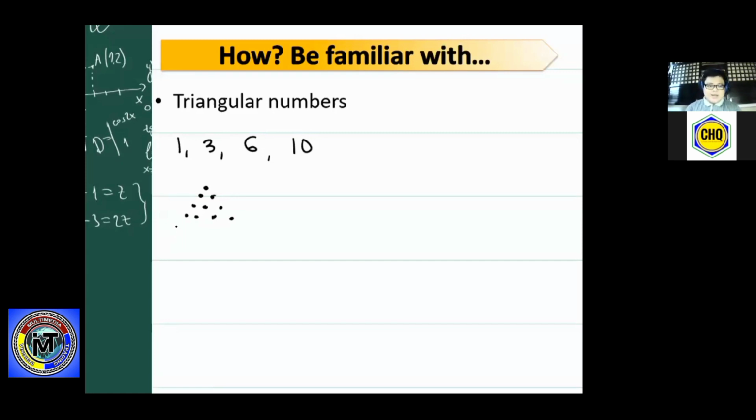The next triangular number, of course, we just add 5. So that will be 15. Then we add 6, then that will be 21. And so on and so forth. So those are triangular numbers. Why triangular numbers? Because they look like a triangle.